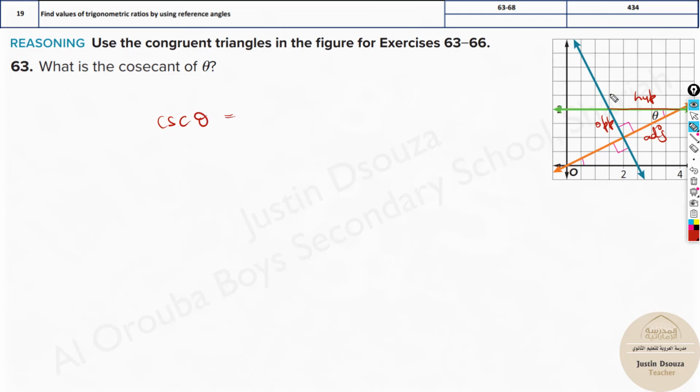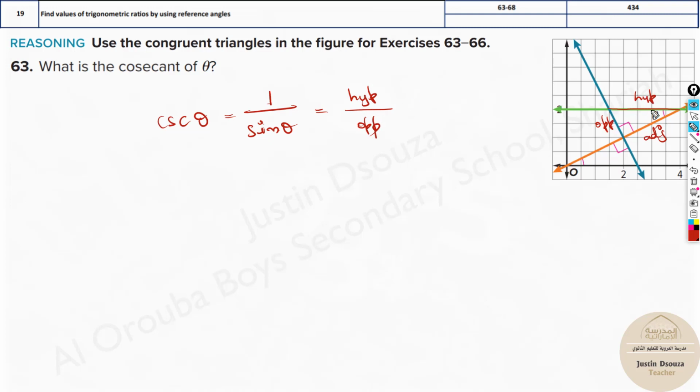Before we directly write in terms of hypotenuse or opposite, if you have memorized the sides, you might know it is hypotenuse by opposite. But the easier way is to write the reciprocal identity first. Cosecant is 1 by sine theta. Next, you know sine theta is opposite by hypotenuse, isn't it? So opposite divided by hypotenuse, but that comes up, so it will be hypotenuse up. So hypotenuse by opposite side.